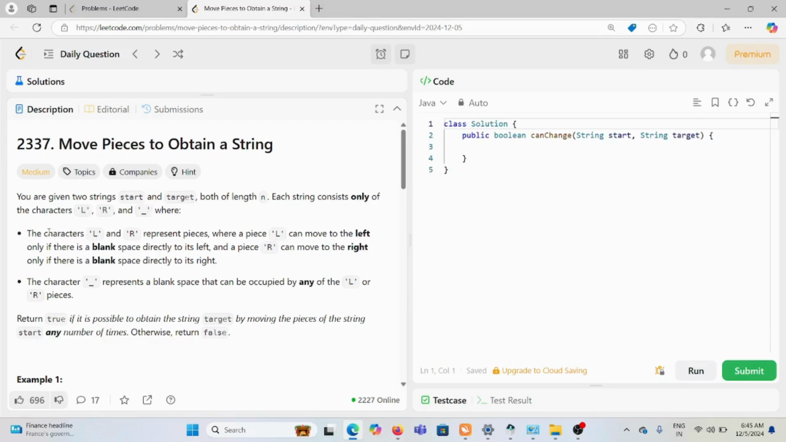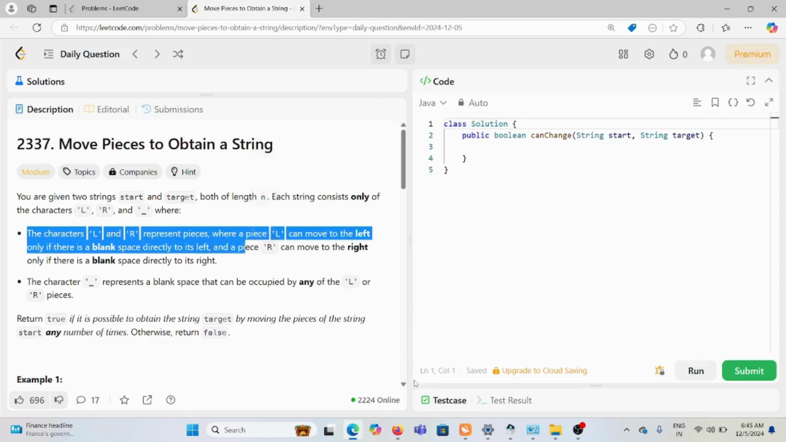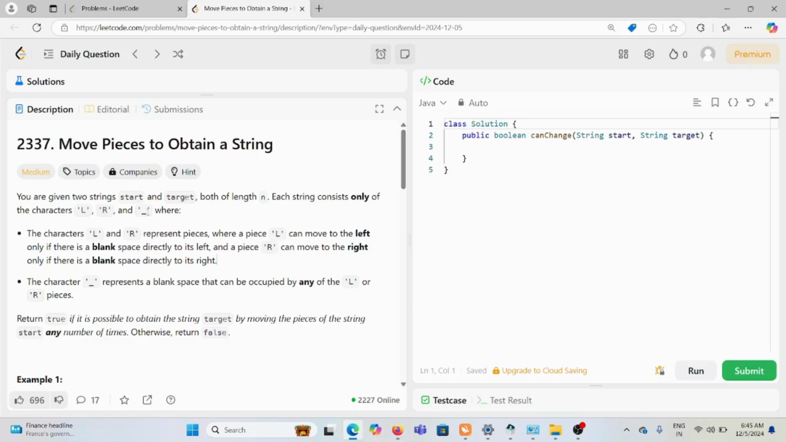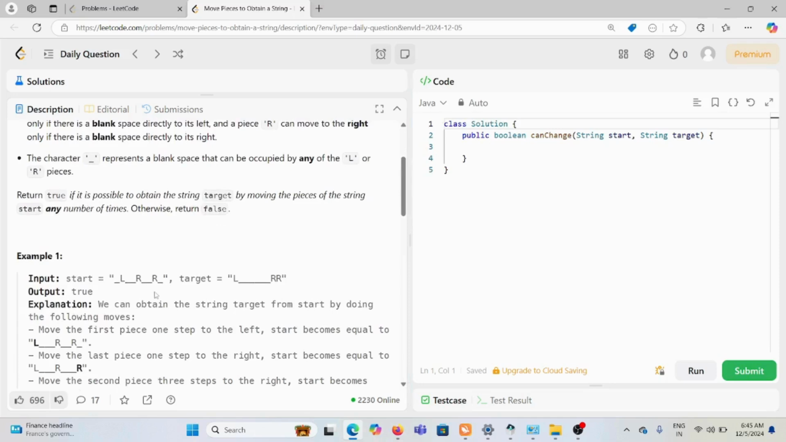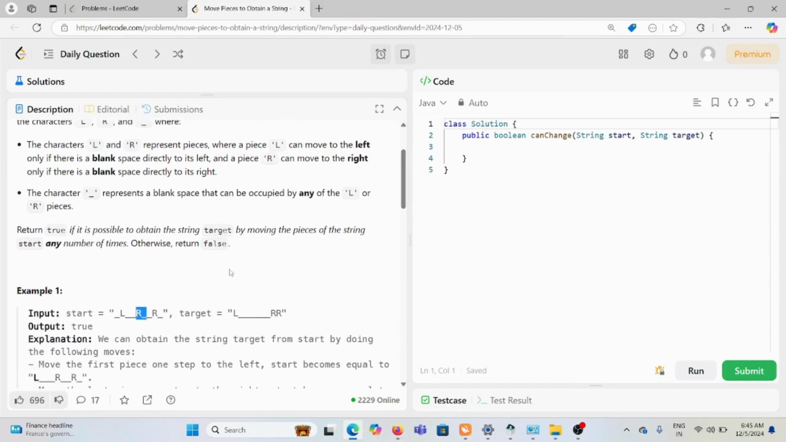There are two operations. L and R represent the pieces. If the character is L and there is an underscore on its left side, then L can move to the left side. Similarly for R, if there is an underscore on the right side of it, then this R can move to the right side. This is the operation we can do. Using this operation on the string start, we have to achieve the target string. This is what we have to do.